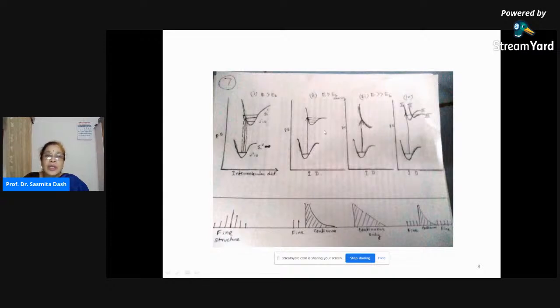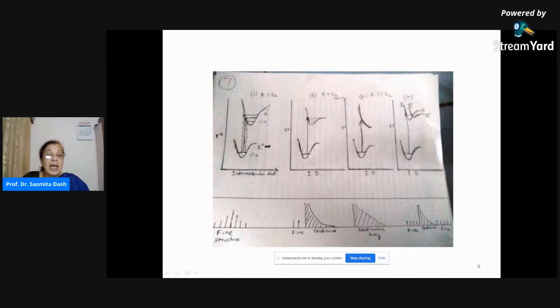And out of these two curves, the first one is standing for the ground state level, and the second one for the excited state level. When the atom is present in the ground state, and the atom is excited to the higher energy level, in the first case, let us see what happens.